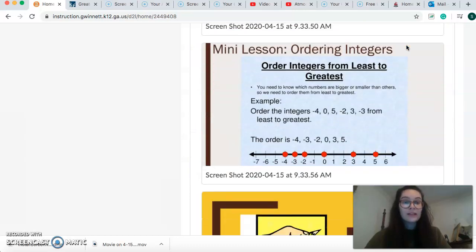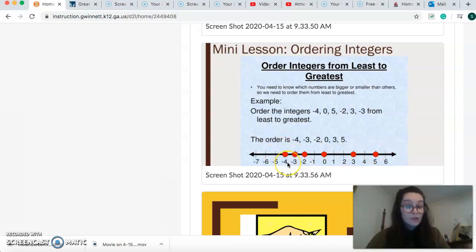And then for your mini lesson, this is what you saw. You are given these numbers. You have to put these numbers from the smallest number to the largest number, okay? This is your number line. 0 is right here, okay? Your small numbers are going this way. Your big numbers are going this direction, okay? So the biggest number is 5. The smallest number is -4.